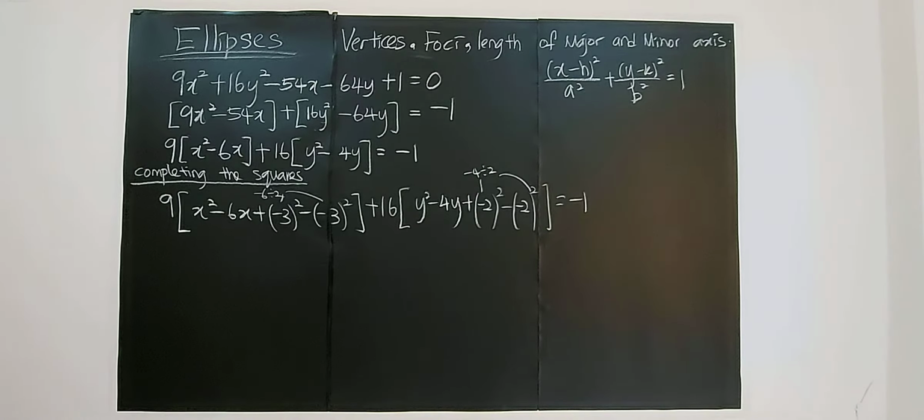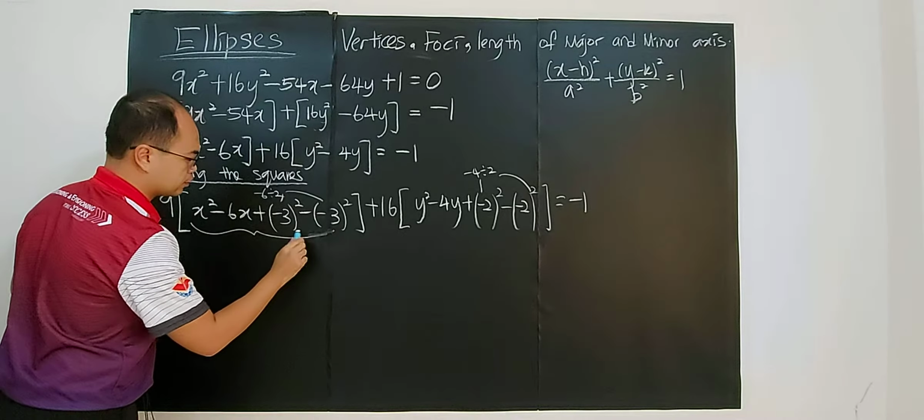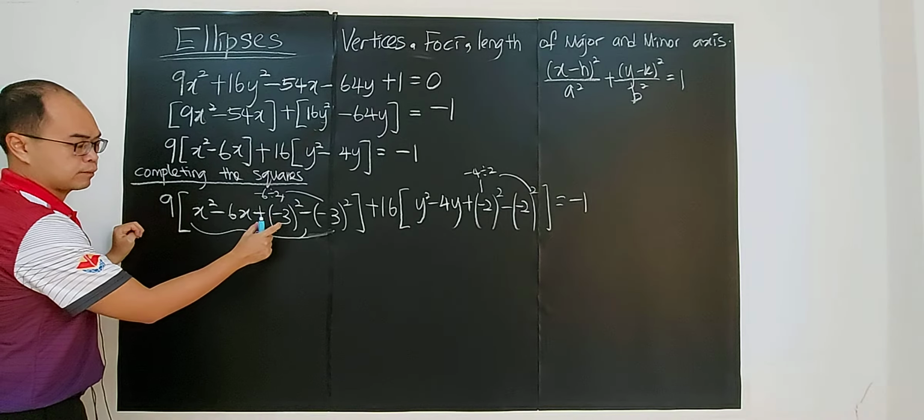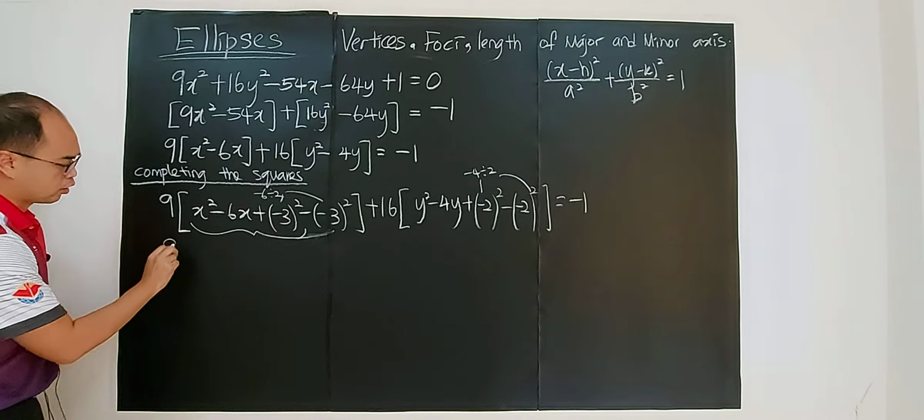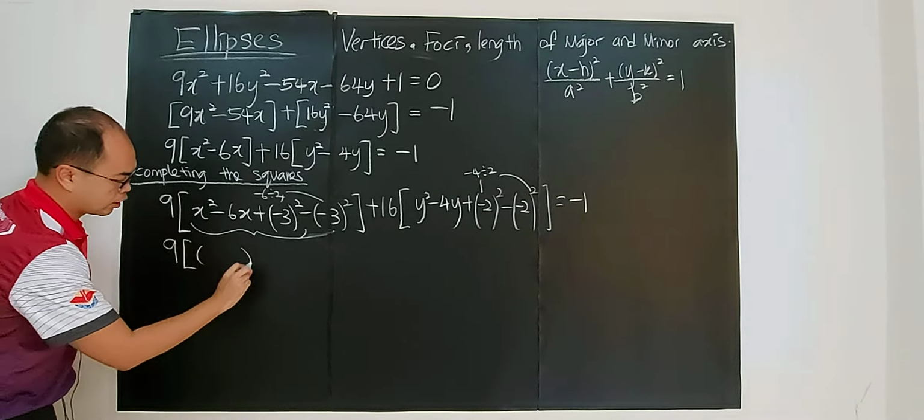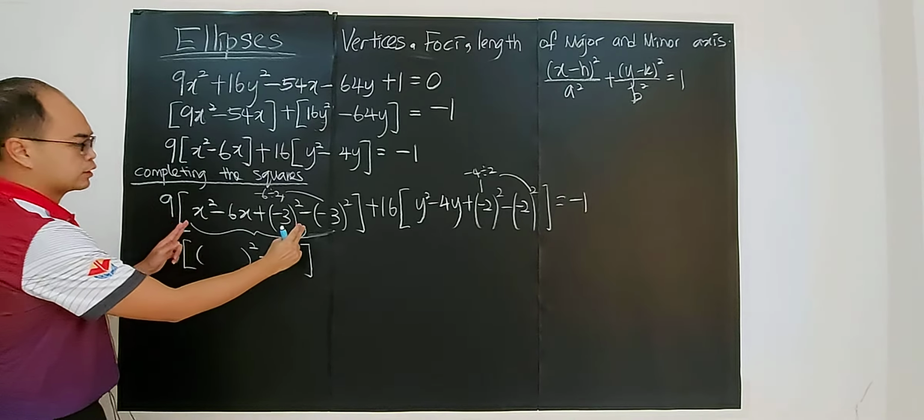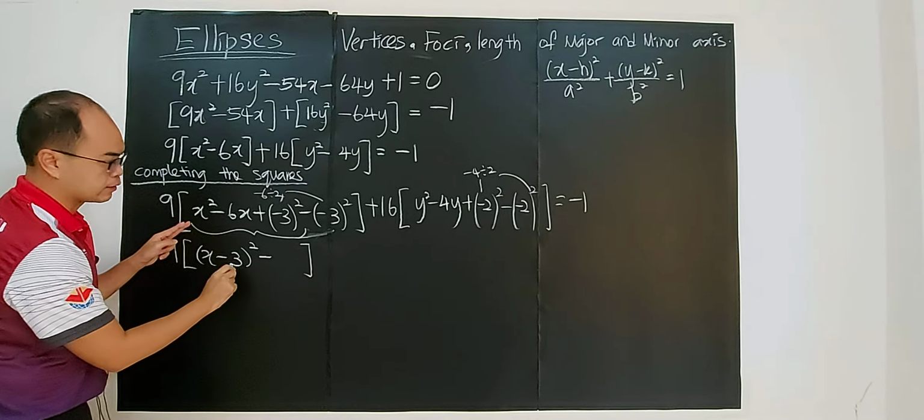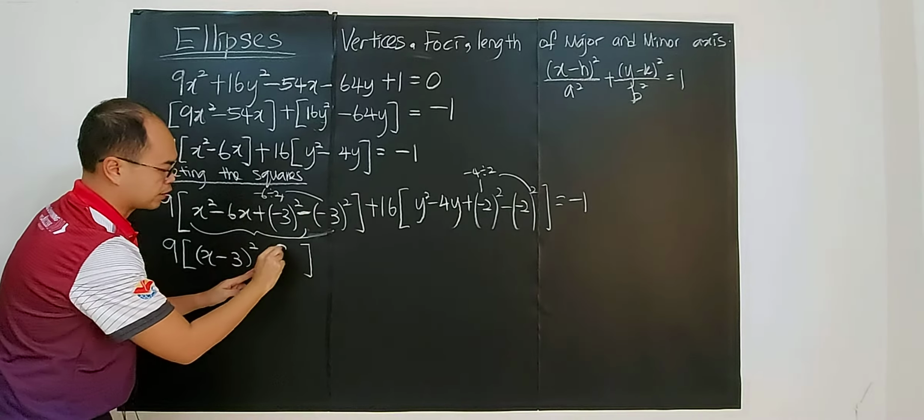So later on, I'm going to combine the first 3 terms, ax square plus bx plus c, into a complete square, which is a complete square minus a number here. So for these 3, it will become x, with the negative 3 inside here, and negative 3 squared, you are having 9.